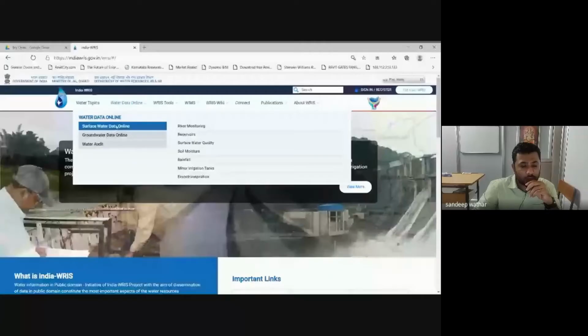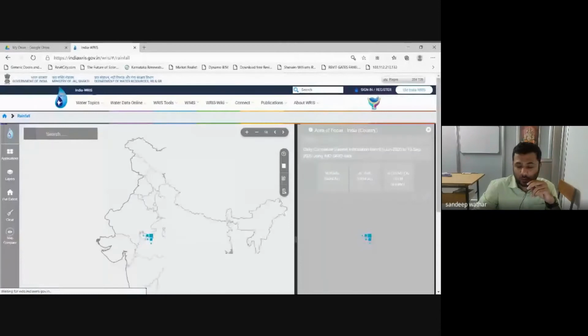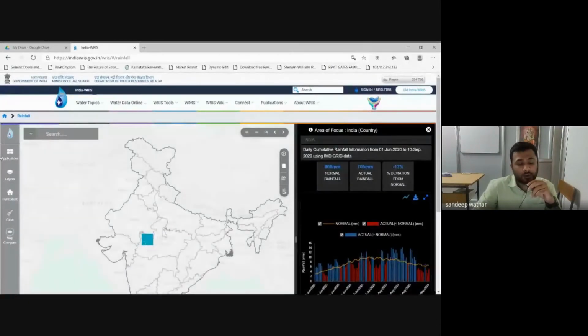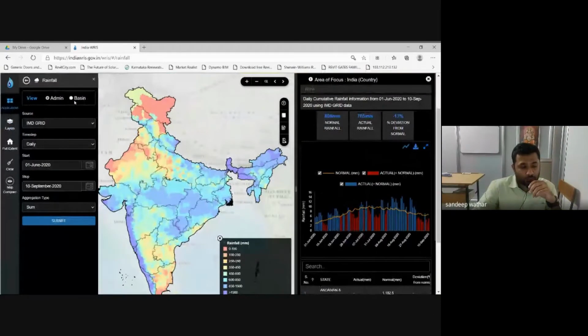So this is that website. Okay, so we'll go to rainfall here. So in rainfall, what we can do is select either station wise or basin wise or administration wise. Okay, right now I'll keep it to administration itself.